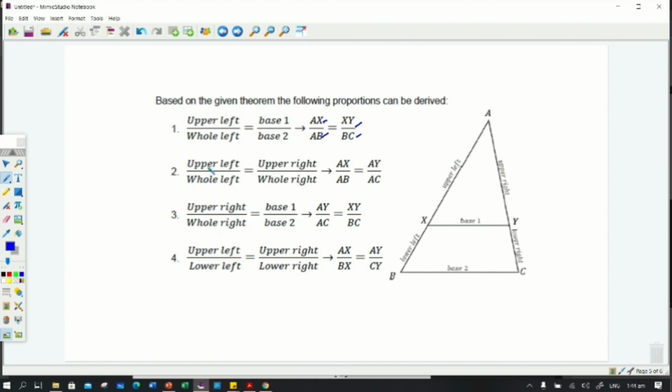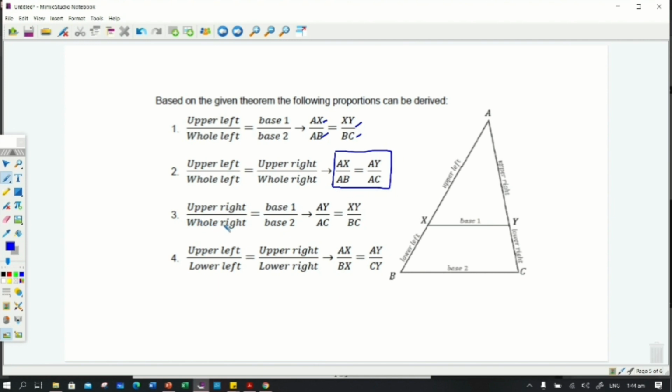Next, for number 2, we have upper left all over whole left, which is again AX all over AB, is equal to upper right all over whole right, which is AY all over AC. That is why we have this proportion.